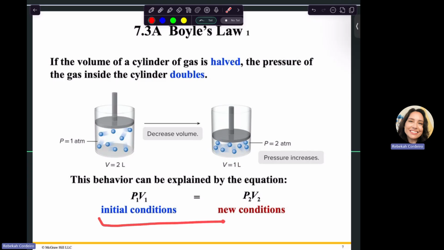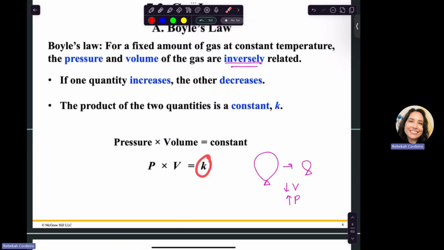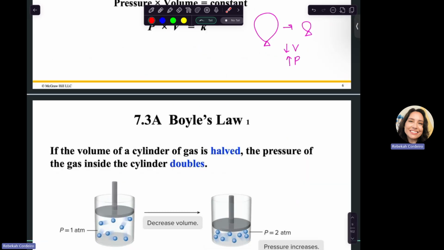And then we can explain this by this equation, initial conditions and new conditions. So if this was my old relationship here, this would be my new relationship here, and they are going to equal each other because they equal a constant. If you multiply pressure and volume in any situation, it will be the same as that same pressure times volume in a different situation, assuming other variables are kept the same.